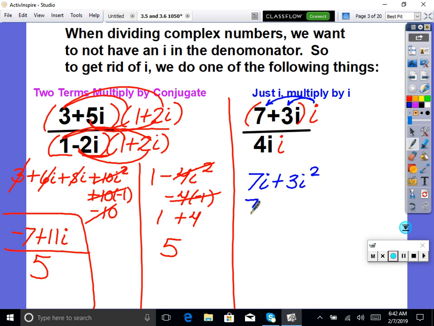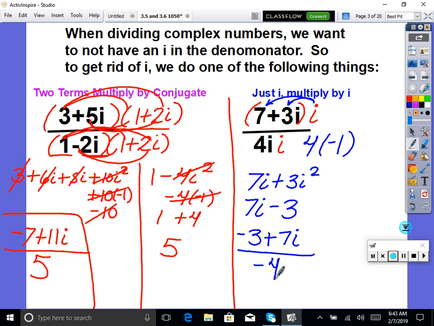So what would that become? 7i minus 3, and then I should reorder it into a plus bi form, so that's -3 plus 7i. Now on bottom, I'm going to have 4 times -1, because I squared is -1. Do you guys see? So then what's 4 times -1? -4.